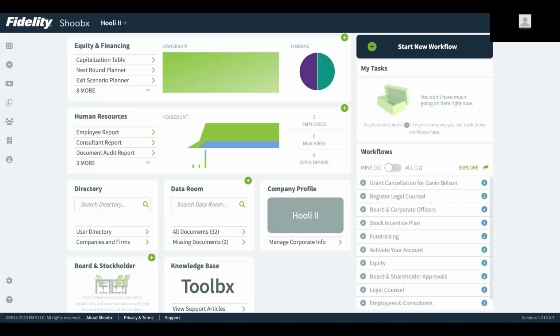So the platform really focuses on all the cap table basics and helping you issue equity, manage stock certificates, provide investor updates and everything that you would expect, but also automatically organizing all of your documentation to make the diligence process easier.